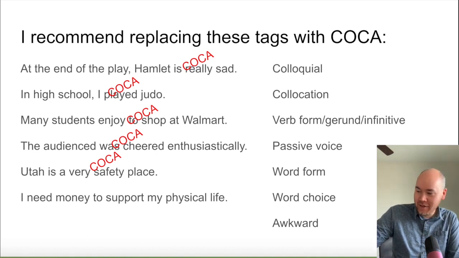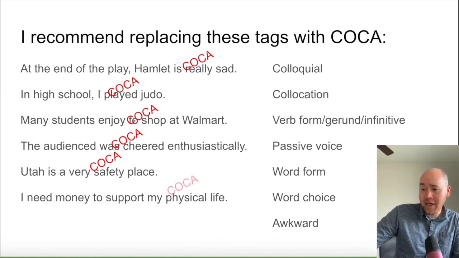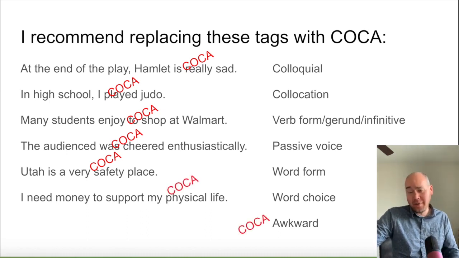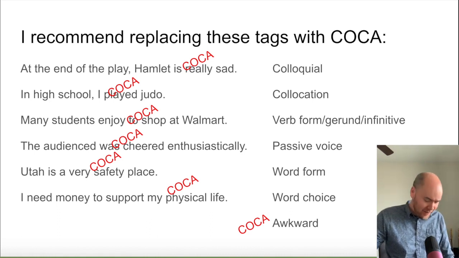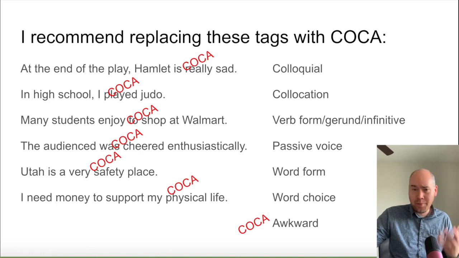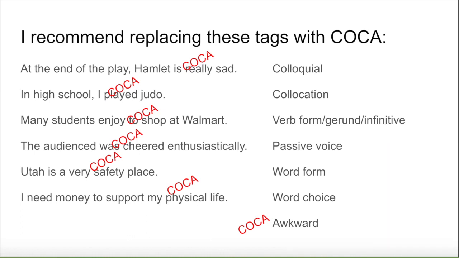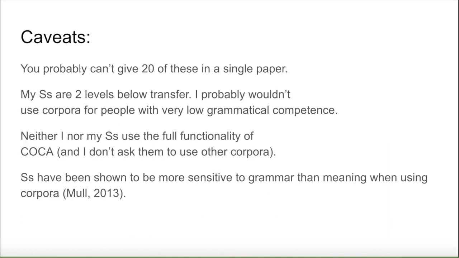The kind of data that COCA gives you is very useful for figuring out which word forms are right in what kinds of places in a sentence. Word choice, of course. If you ever use the awkward tag, I've never liked the awkward tag because it's very uninformative. But you can replace that with COCA, and people will see whatever you thought was odd about that sentence. They'll see a lot of examples that are less odd, right, if they use COCA.